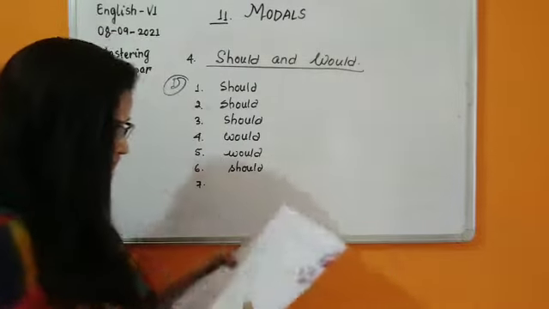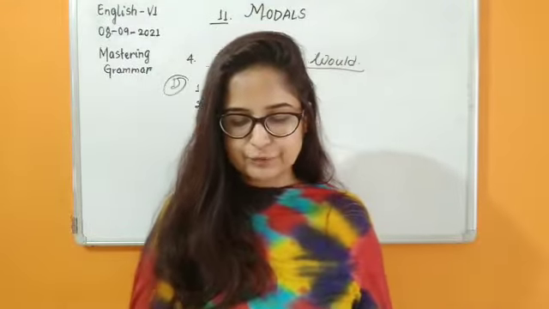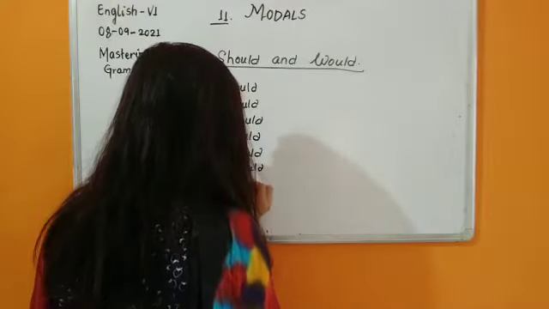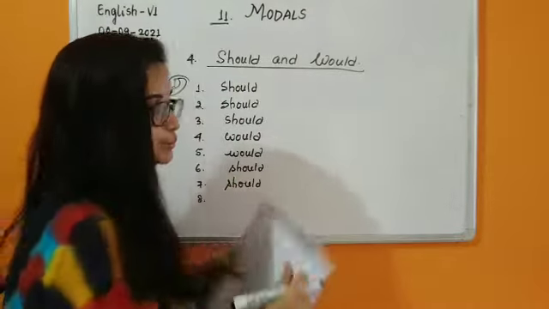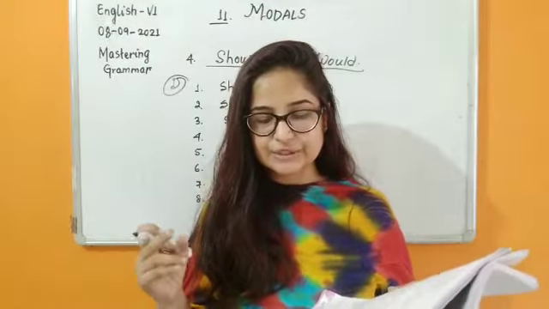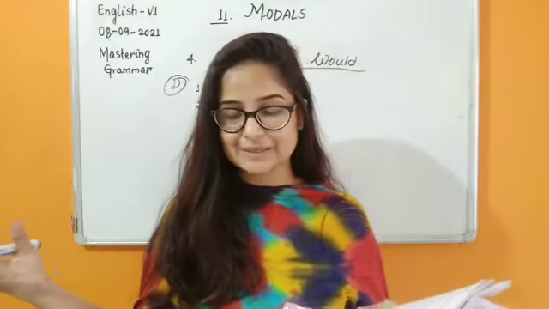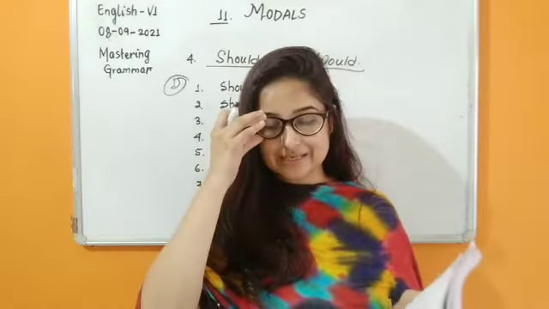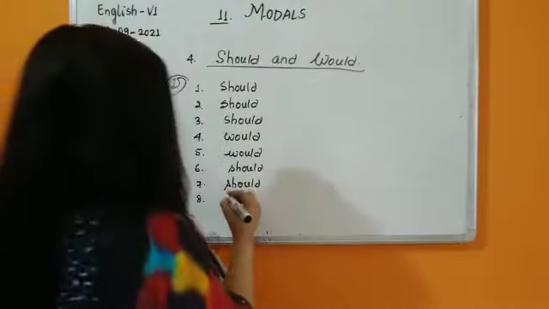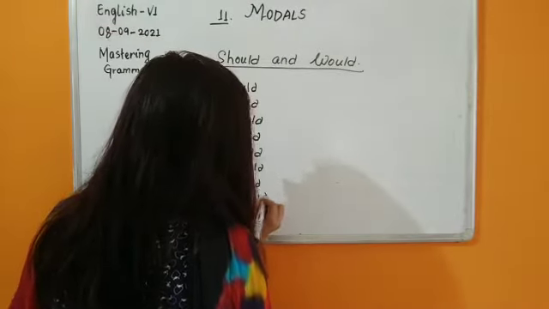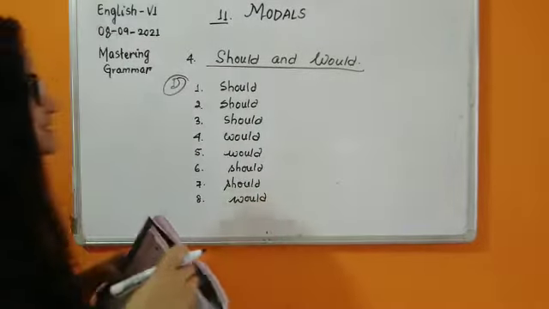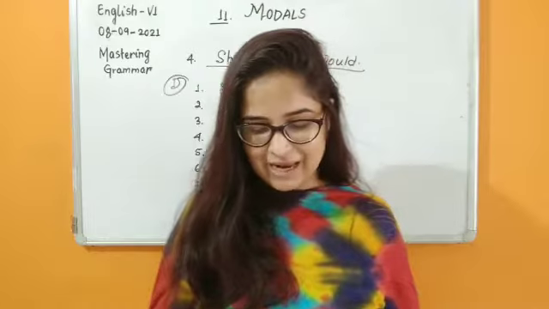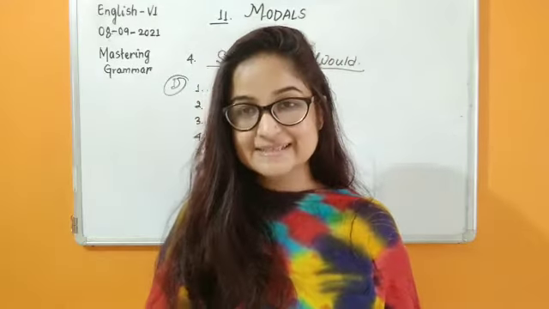Number 7. You dash apologize for your behavior. You should. Okay, it's a moral duty. You should. Number 8. Now, during this summer, my daughter dash be visiting me in London. During this summer, my daughter would. Yes, it's expressing the chances. Would. So children, we are done with exercise D as well. Should and would is done. Now let's move to must and ought to.